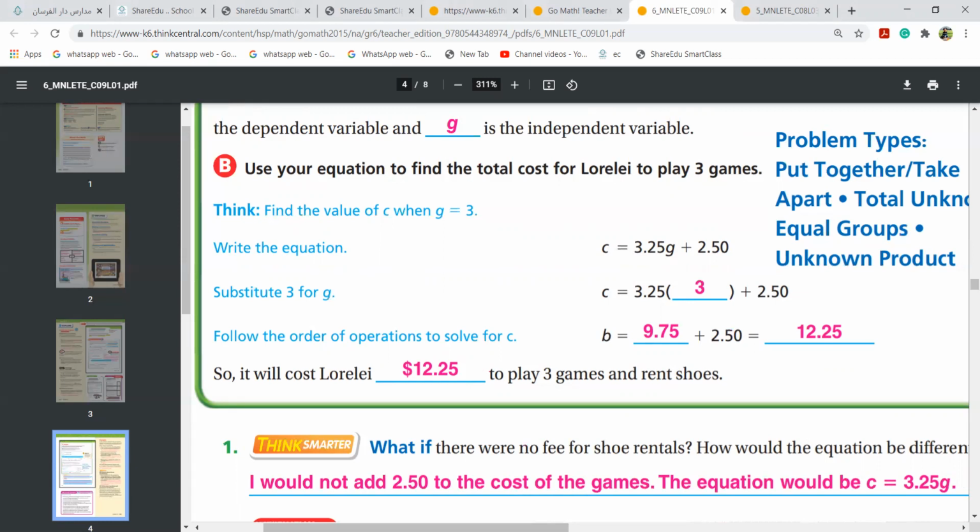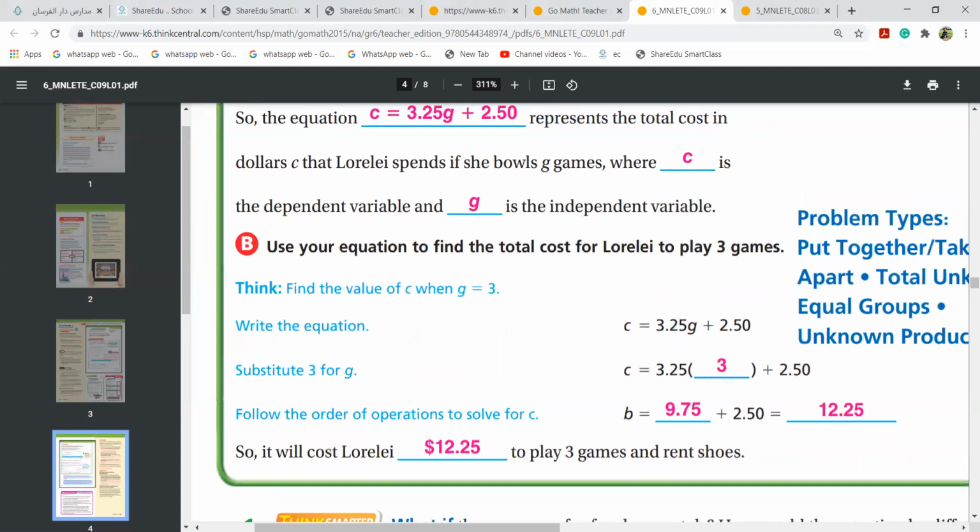Miss, I understand A, but I didn't understand how you got to G. G is the independent variable. They give you the question that she played 3 games. When 3 games, then 3.25 multiplied by 3. No, Miss, I didn't understand how you found that G is the independent variable.